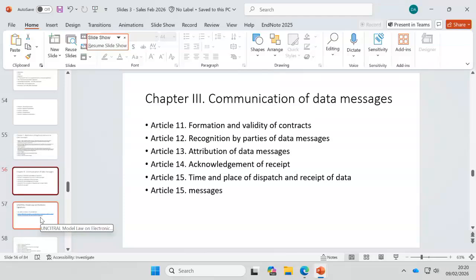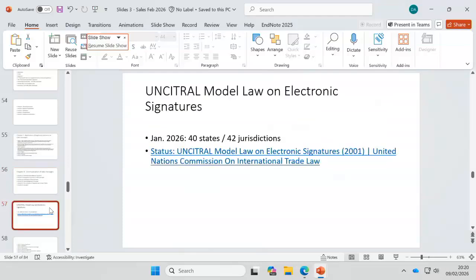And the genericness, this idea of data message, has been something that has been usable in a wide range of contexts to support electronic commerce, and goes very nicely, if you will, with the carriage of goods by sea.